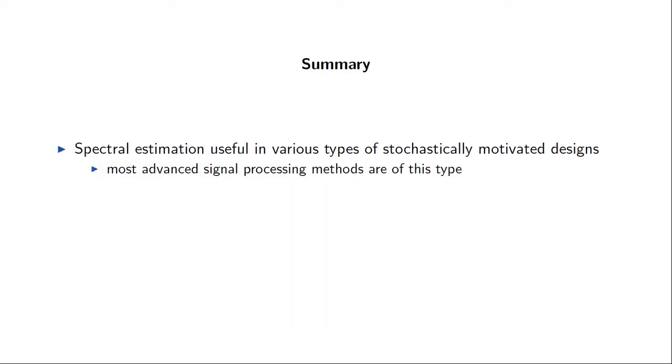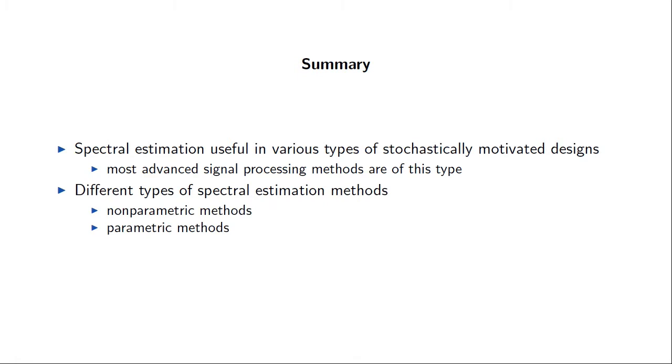So to summarize this introduction, power spectrum estimation is important because it helps us to define optimal designs using a stochastic motivation. And most advanced signal processing methods that you will come across are of this type, so based on some stochastic assumptions. And there are different types of spectral estimation methods. We have the non-parametric methods that we'll discuss next, and we have the parametric methods that we'll discuss in the next lecture. And typically you will need some added assumptions regarding the stochastic processes, like ergodicity for instance, and we'll make this throughout without mentioning it any further.